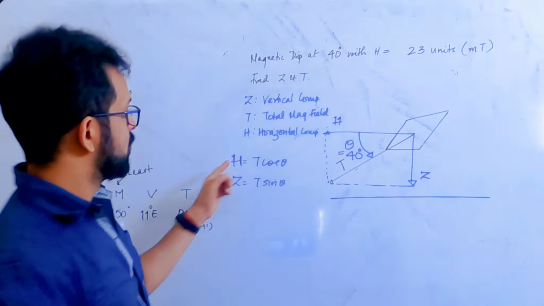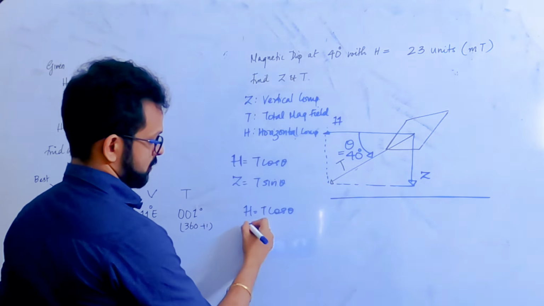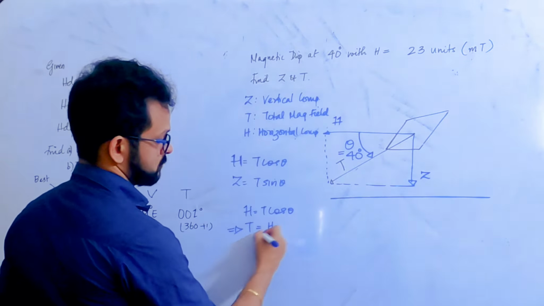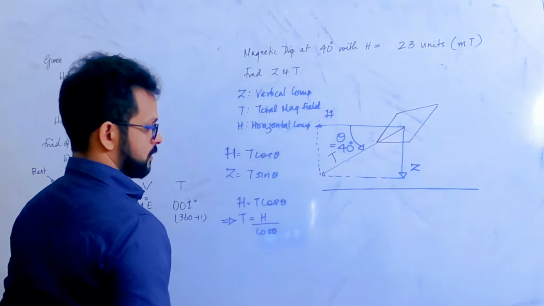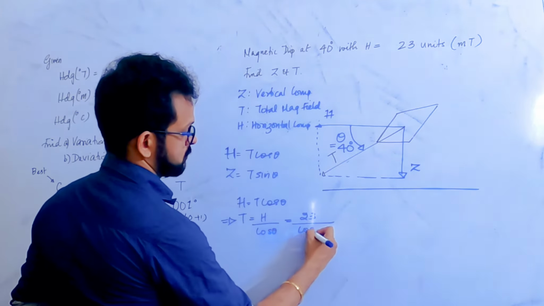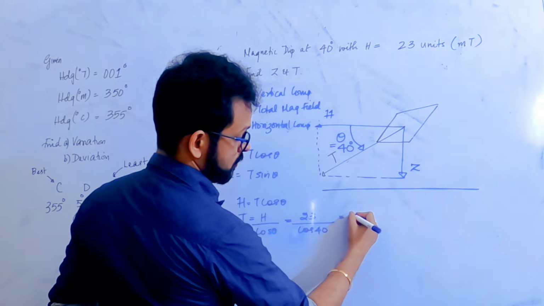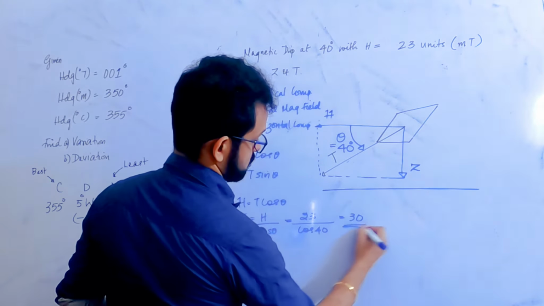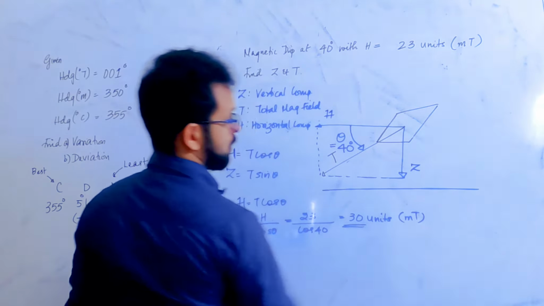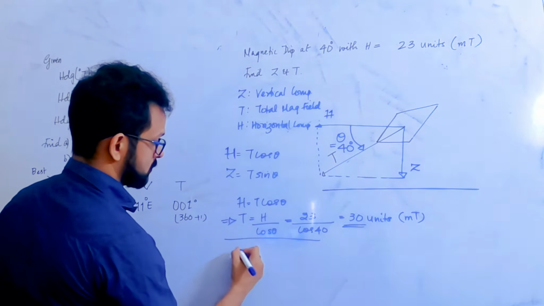So H is equal to T cos theta. 23 is equal to T cos theta. T is equal to H by cos theta. What is H? So H is 23 divided by cos 40. That comes to 30 units. The unit is usually microtesla. 30 units. Right? Now, how will you find out Z?